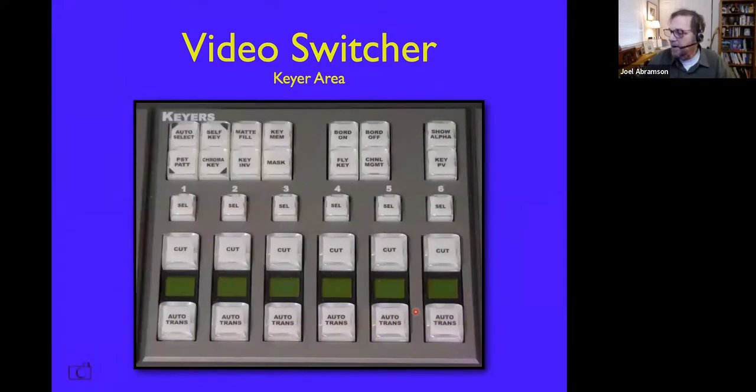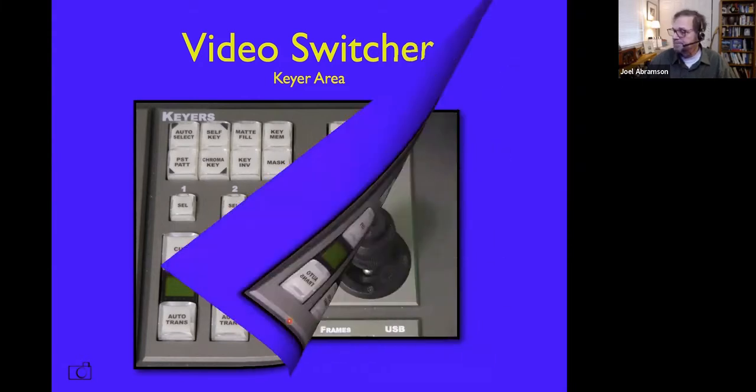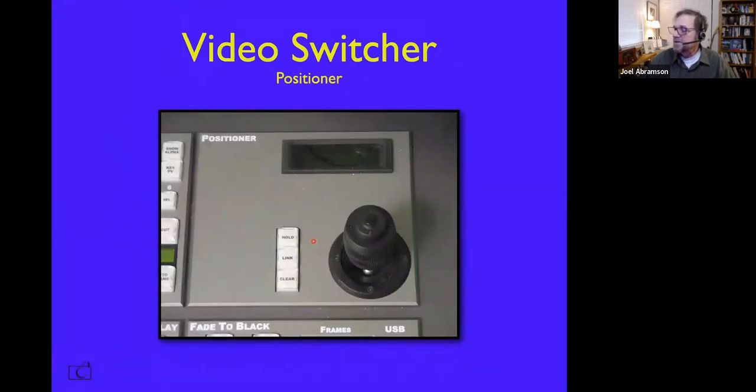Here is the keyer area, and we can set up specific keys. We can select different sources for key sources. And so when we select different key sources here, we not only can key one source, but we can key multiple sources at a time. And we can bring our keys in either with a cut button or with an auto trans. That is the same frame rate as the auto trans that's been set up on the switcher in our transition area. And here's our positioner.